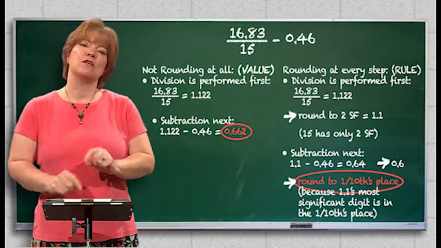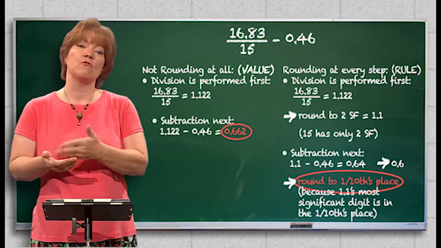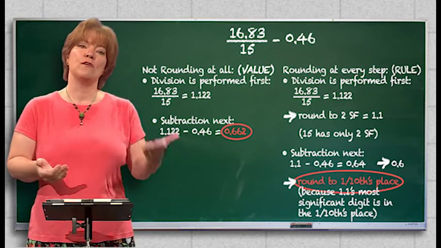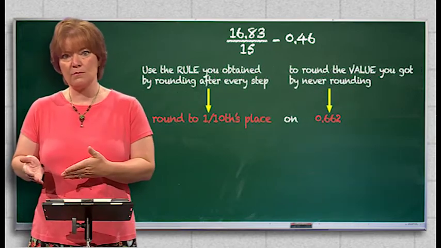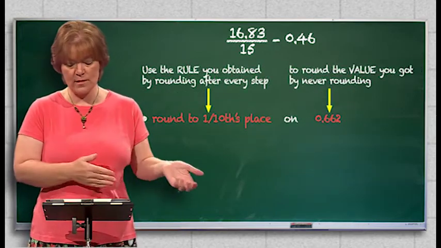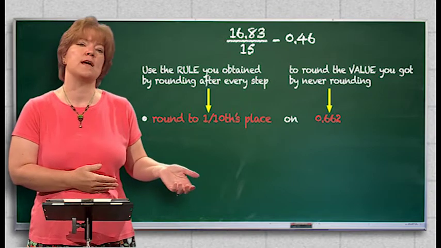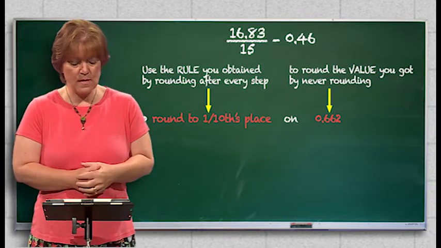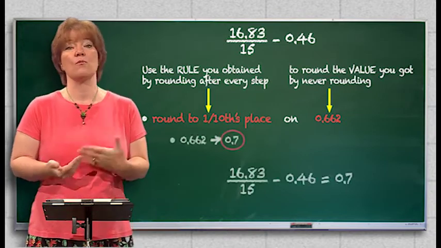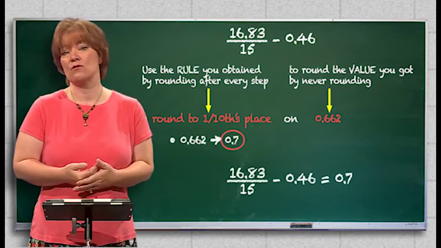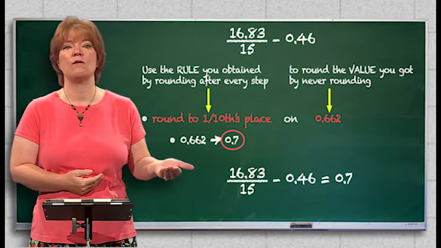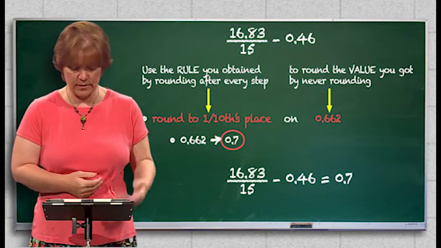However, now I need to conduct that rule of rounding to the tenths place on the original answer. So in this case, I want to round to the tenths place on the value 0.662, which was obtained by not rounding. So that 0.662 would be rounded to 0.7. Notice that if we had rounded at every step, we would have ended up with 0.6. We end up with too much rounding error from rounding successively.